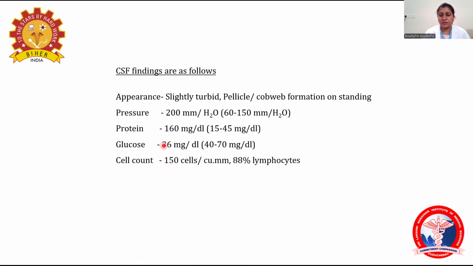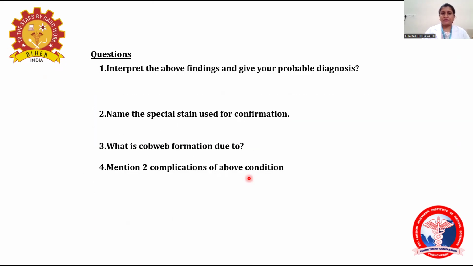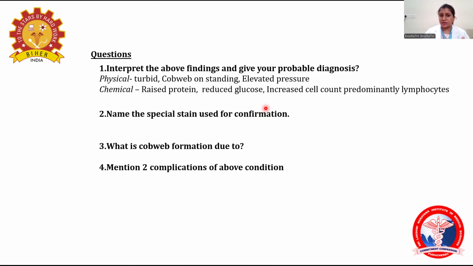Generally it is like 5 cells, but it is now increased. The cells are predominantly lymphocytes, 88%. So this is the scenario: the patient is presenting with this complaint and these are the findings. Now go for these questions: interpret the above findings and give your probable diagnosis. As I told you, I have interpreted. Again, physically it is turbid, it has a cobweb on standing, it has an elevated pressure. Chemically, it has raised protein, reduced glucose and increased cell count predominantly of lymphocytes.